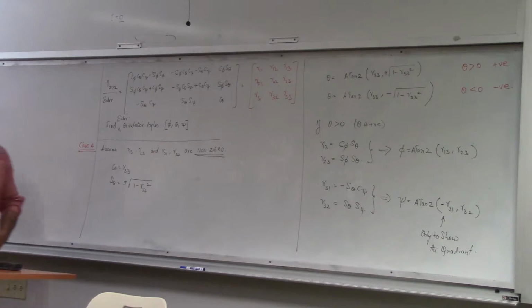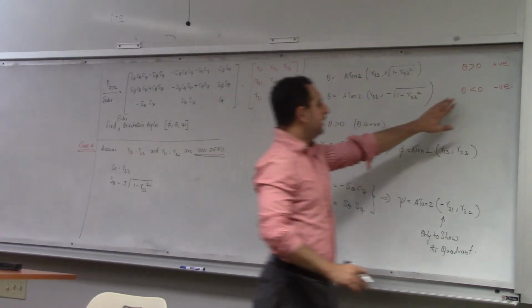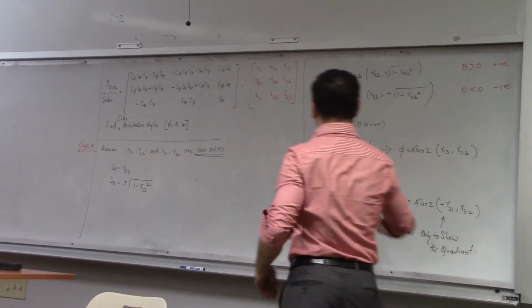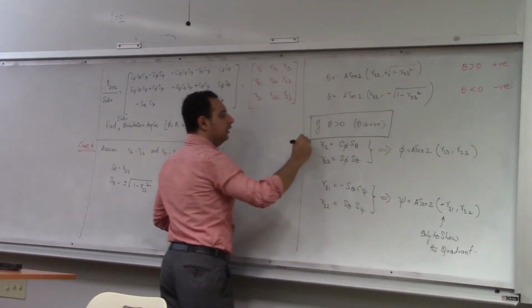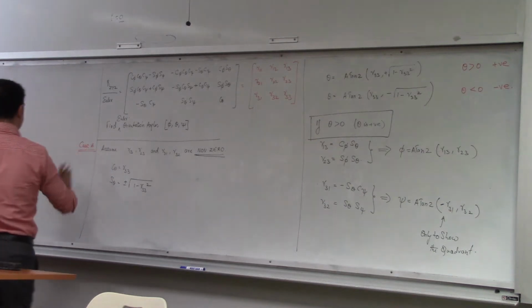Okay, let's take the other case where theta is negative. Now we did if theta is greater than 0, we finished this. The alternative case is obviously if theta is less than 0.